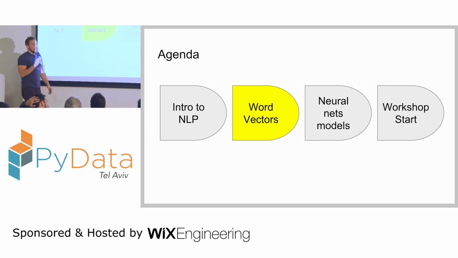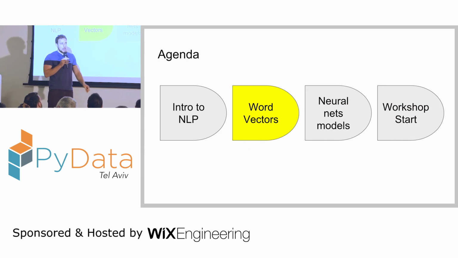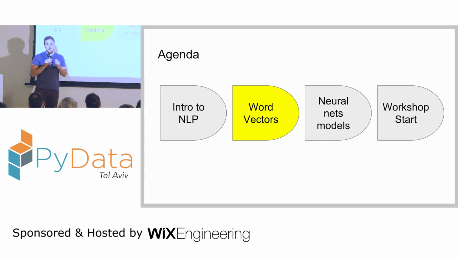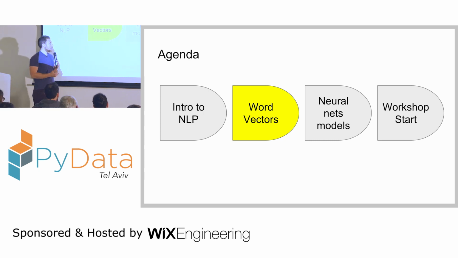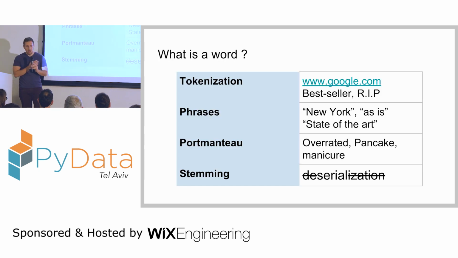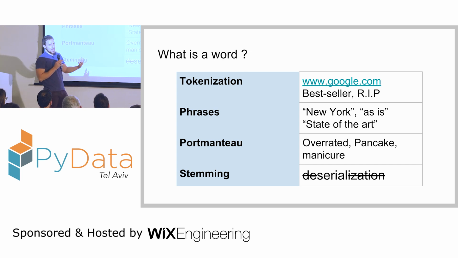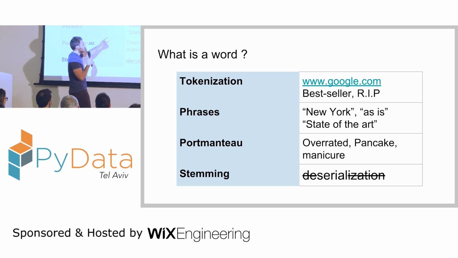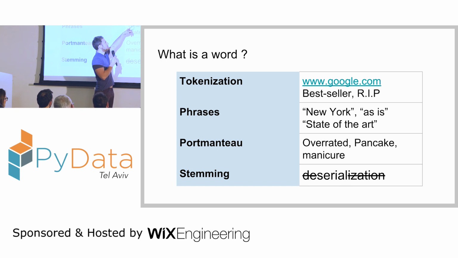Okay, so this was our intro to NLP. Now we're going to talk about generating word vectors or token vectors from the textual content. So let's start with discussing what is a word. I can take my entire text and just split it by white space or punctuation, but what would I do with things like web addresses?